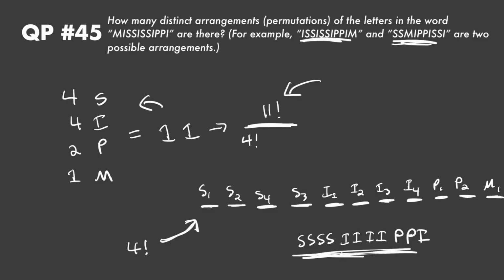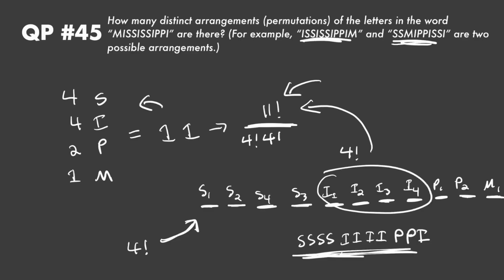Now the exact same thing can be said about the I's. For all of these I's, we know that they can be permuted in 4 factorial ways because there are 4 of them, and for every distinct combination, we're overcounting by a factor of 4 factorial, so we divide yet again. Now for the P's, you can see the pattern. We have 2 of them, so we need to divide by 2 factorial, and M, we have 1, so we need to divide by 1 factorial, which is just 1, so we don't even need to write that.